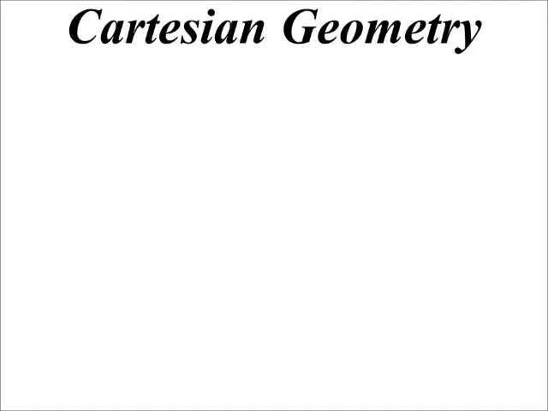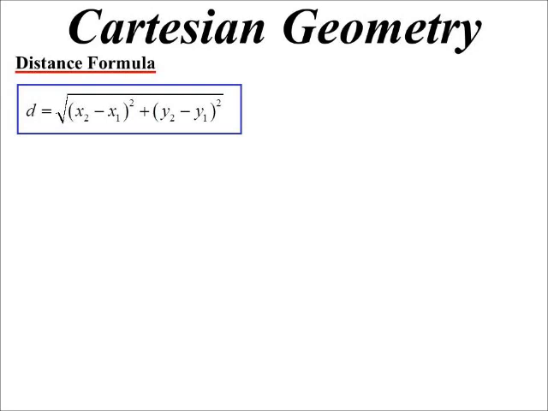So Cartesian geometry, fancy name for coordinate geometry, of course. The distance formula would have been one of the first formulas we saw, which really is just Pythagoras' theorem when you think about it. So there it is, distance is the square root of the difference in the x values squared. So that would be one side of the triangle. Difference in the y values squared, there's the other side of the triangle, and obviously the distance between the 2 points is the length of the hypotenuse.